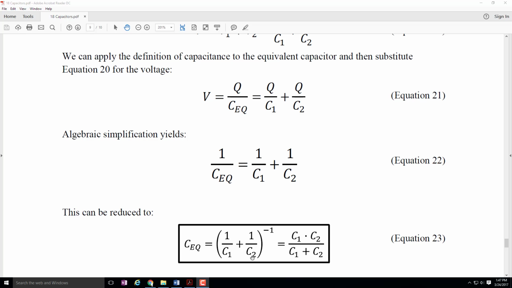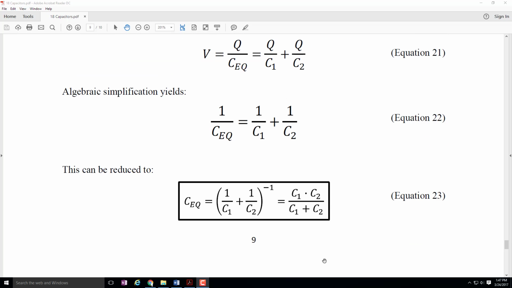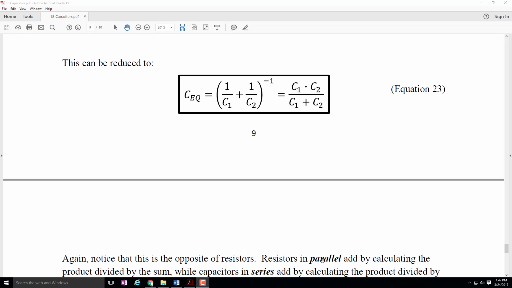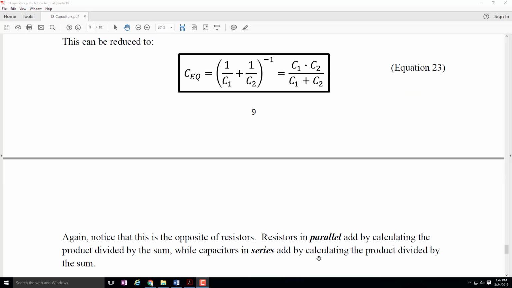Which for two capacitors can be reduced down to the product divided by the sum: C1 times C2 over C1 plus C2. And that's going to be our equation for how to combine two capacitors in series. Again, notice that this is the opposite of resistors. Resistors in parallel add by calculating the product divided by the sum, and capacitors in series add by calculating the product divided by the sum.